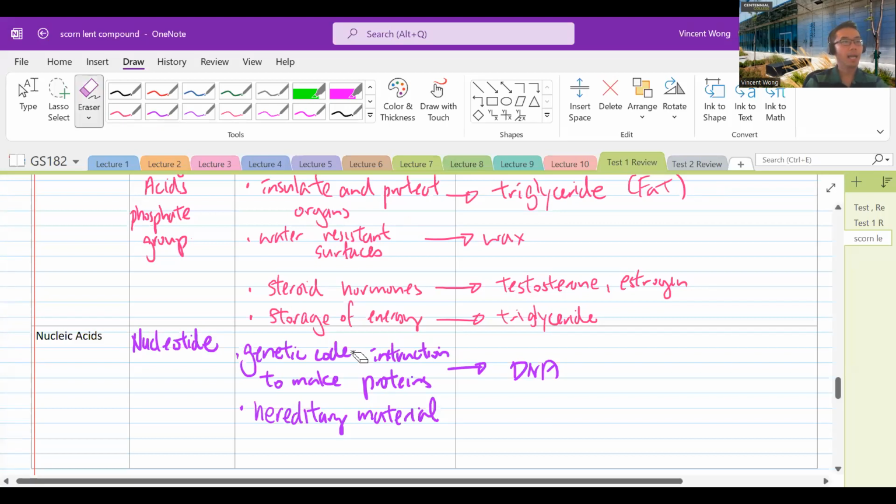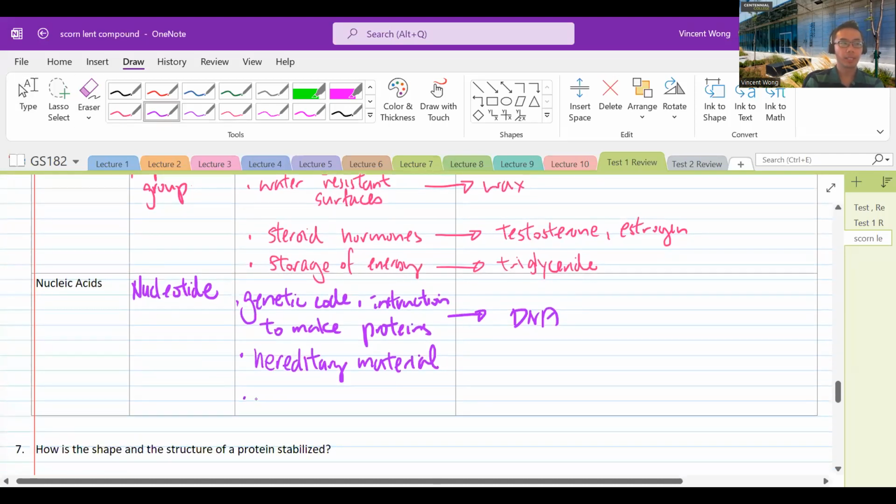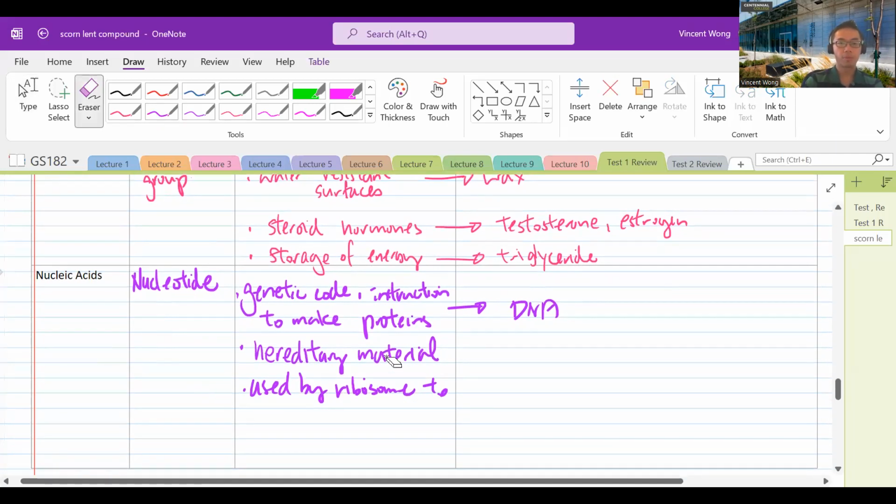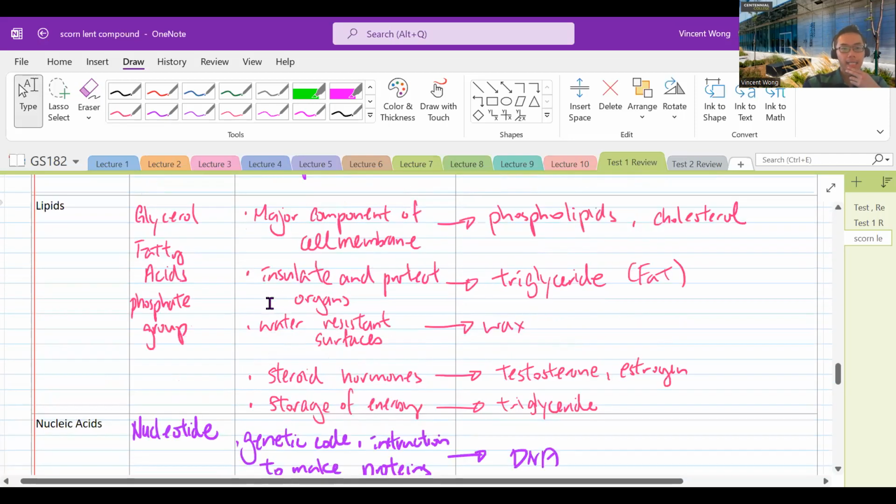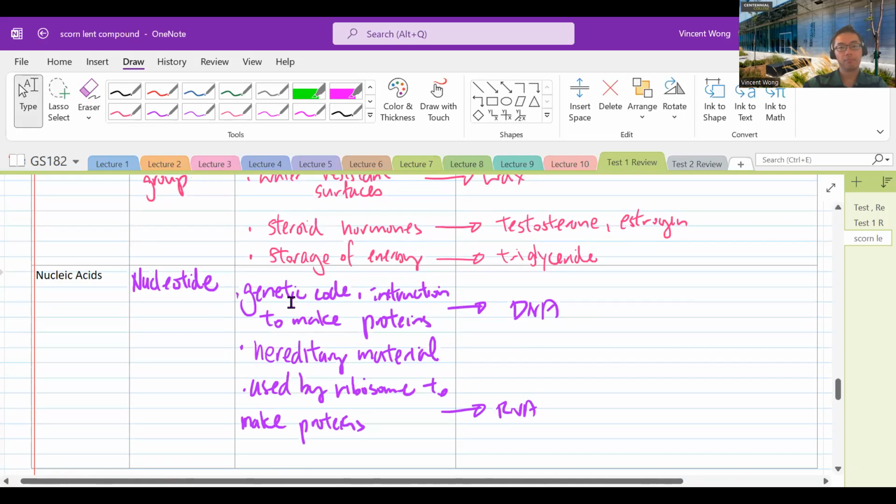Sorry. And another one is that it is used by ribosomes to make proteins. Okay, and that would be RNA. All right, so there, that's your macromolecule chart, in a very brief summary.